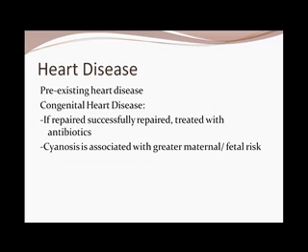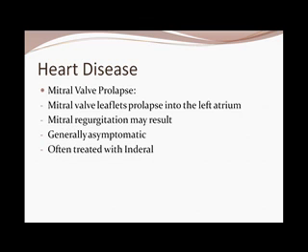A woman who has heart disease may also be at greater risk during pregnancy. If she had a congenital heart problem, this means that she was born with a problem such as tetralogy of Fallot or a septal defect. If this was repaired successfully, we would expect an order for antibiotics to prevent any infection. However, if she does have cyanosis with this, whether her defect was repaired or not, she and the fetus are at greater risk.